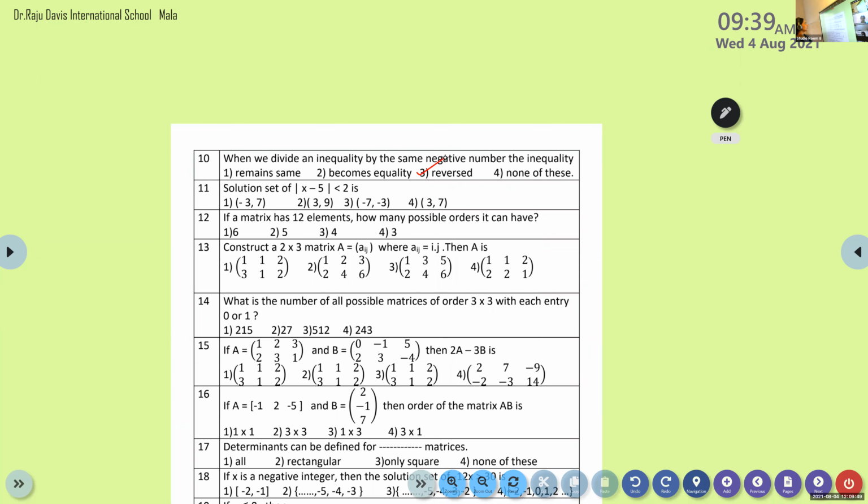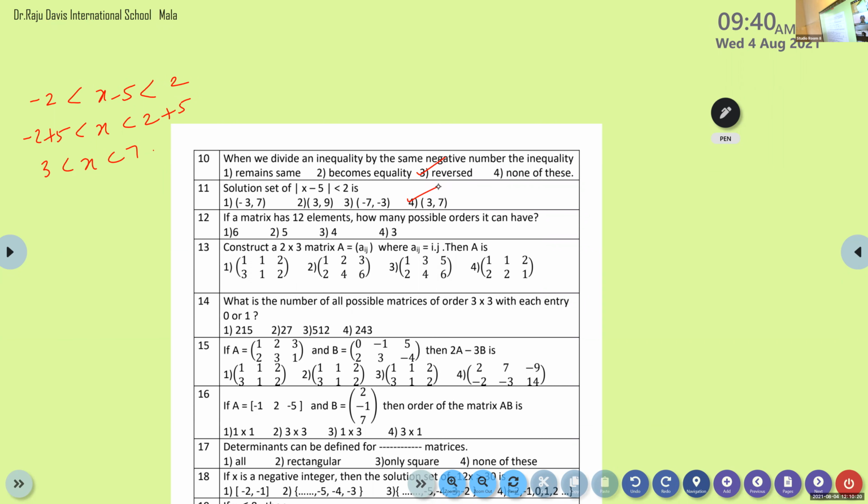What about the next one? Solution set of modulus of x minus 5 less than 2. How do we have to do this? We can write this as minus 2 less than x minus 5 less than plus 2. Then minus 5 is there, so you add 5. So we get 3 less than x less than 7. So open interval 3 to 7.